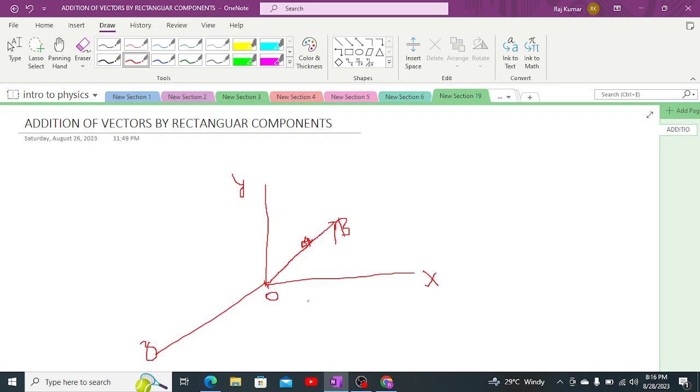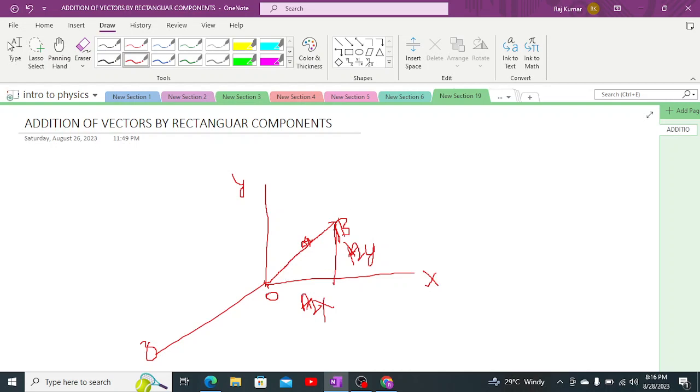What kind of components would this be? This would be a1x and a1y, which would be drawn over here. So this is a1y, this is a1x.